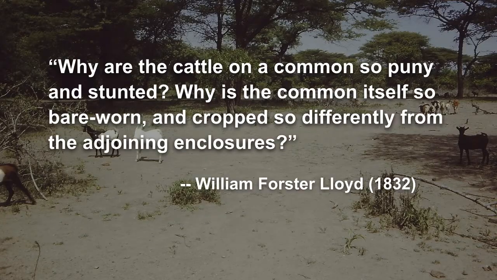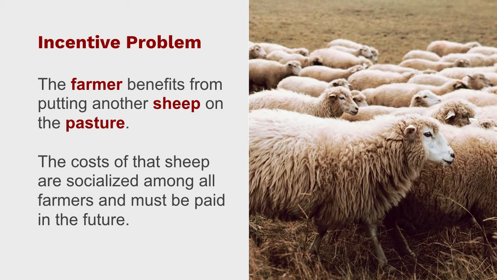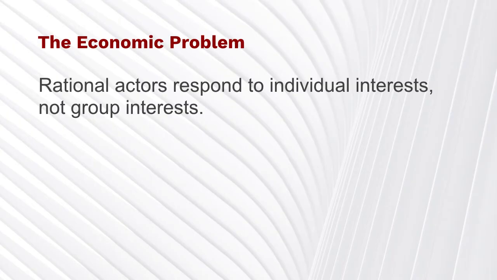The problem was first identified in the mid-19th century by a British economist who asked, why do these spaces look so different than the surrounding spaces that are privately owned? The answer he came up with is that it's an incentive problem. The farmer benefits from putting another sheep on the pasture because it's his sheep and he reaps the benefits of having it fed off of public resources. But the costs of having that sheep on the pasture end up destroying the pasture and getting socialized among all of the farmers.